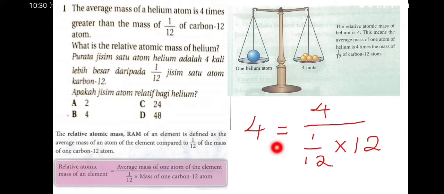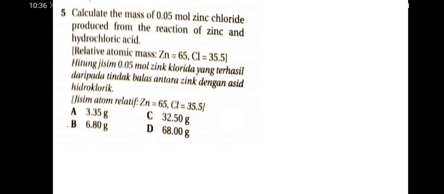When we put this into the formula, 4 times greater than the average mass of 1/12 of carbon-12, which is 12, so here 4 divided by 1, we will get 4. So our answer here is B, 4. Okay, next question, question number 5. Calculate the mass of 0.05 mole zinc chloride produced from the reactions of zinc and hydrochloric acid.